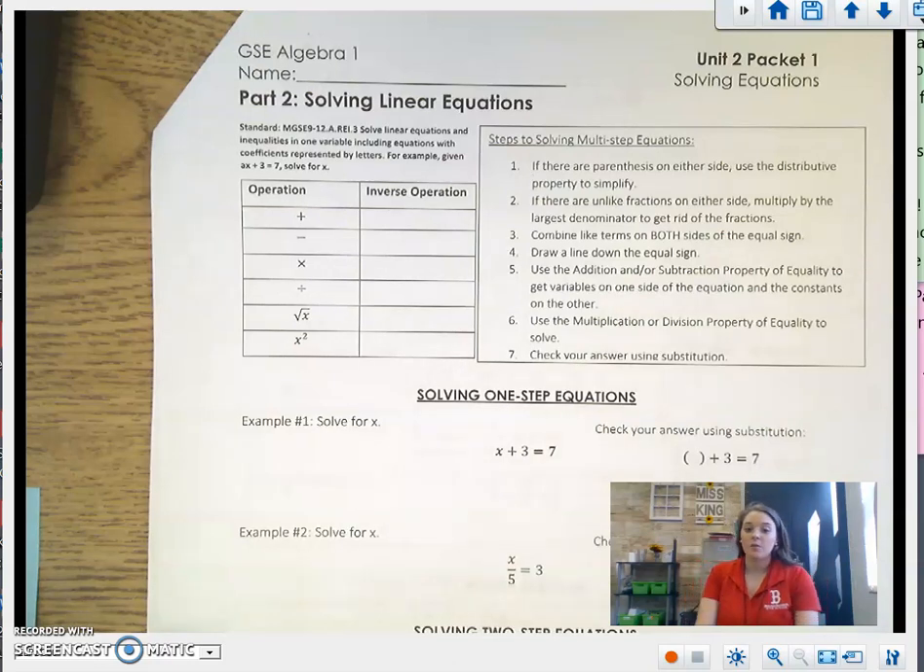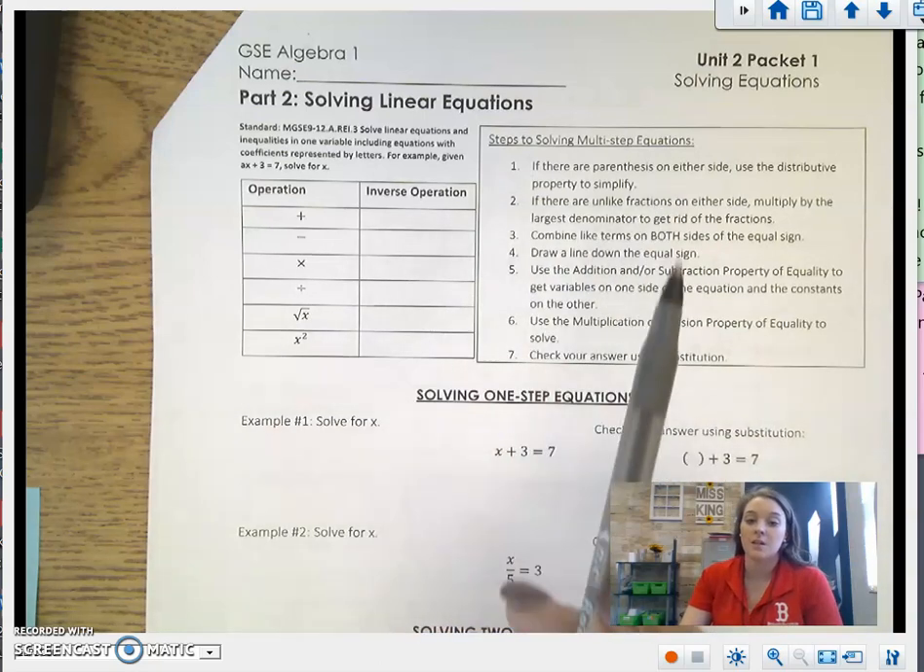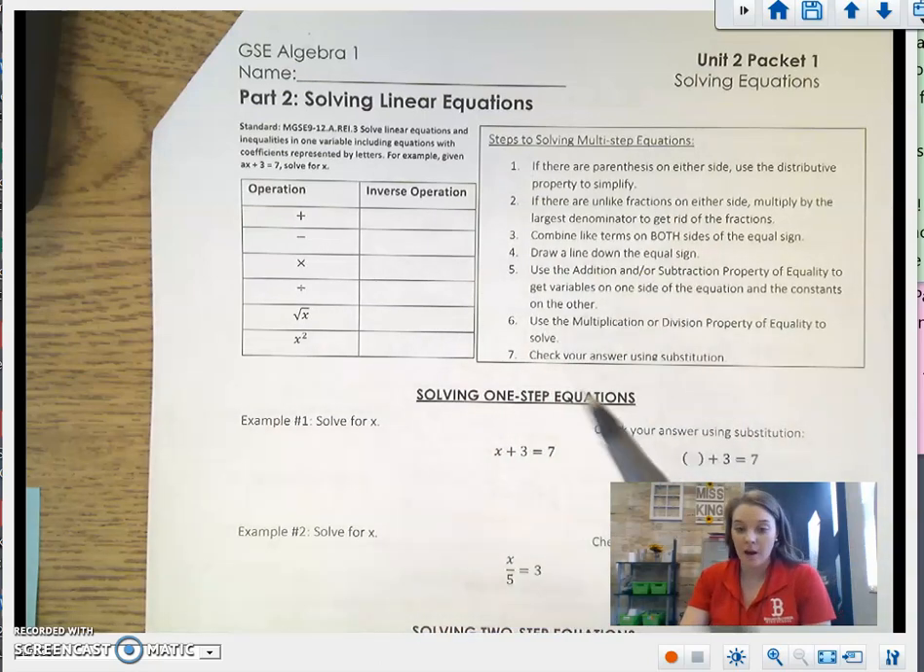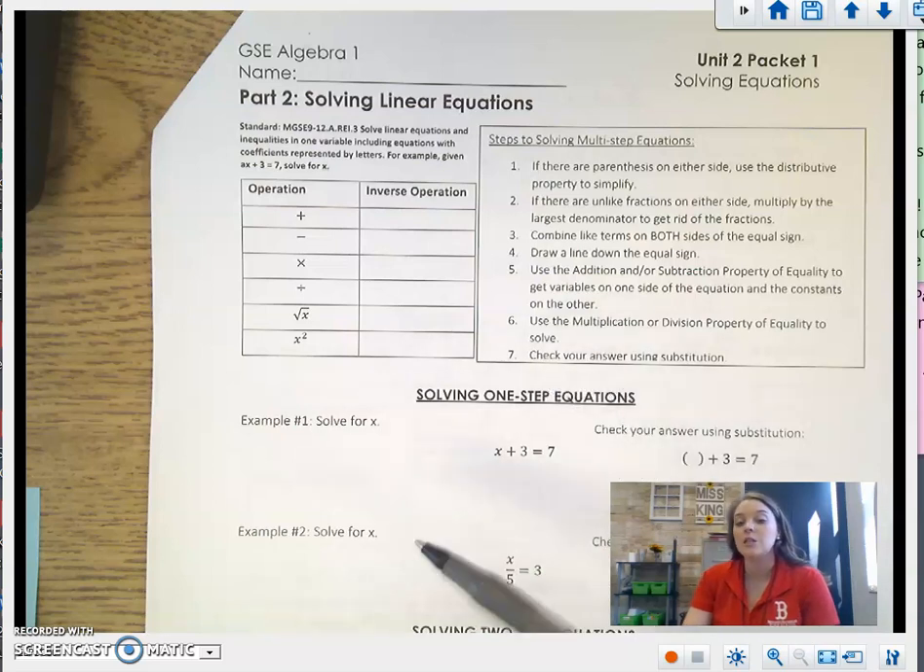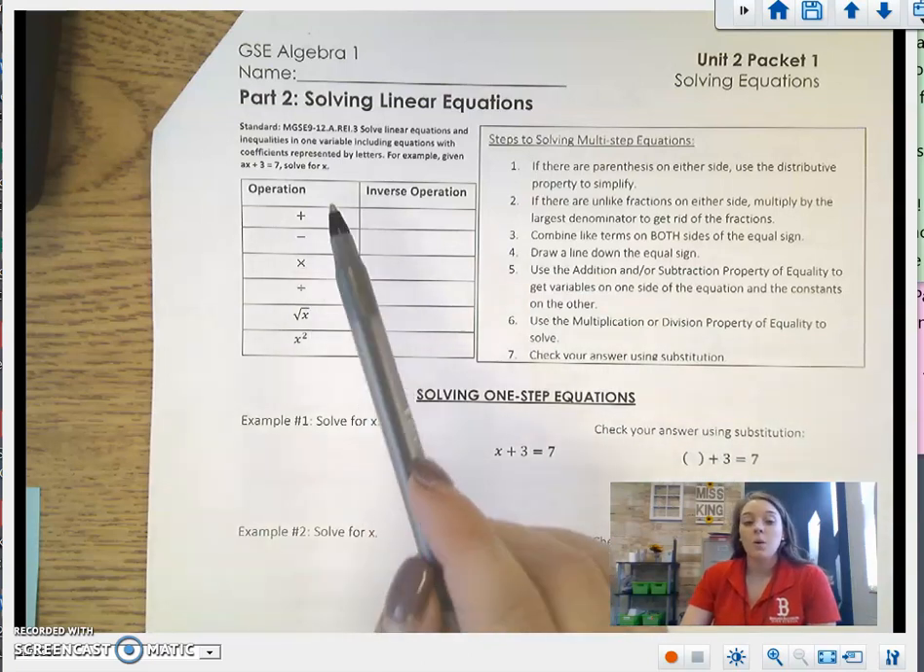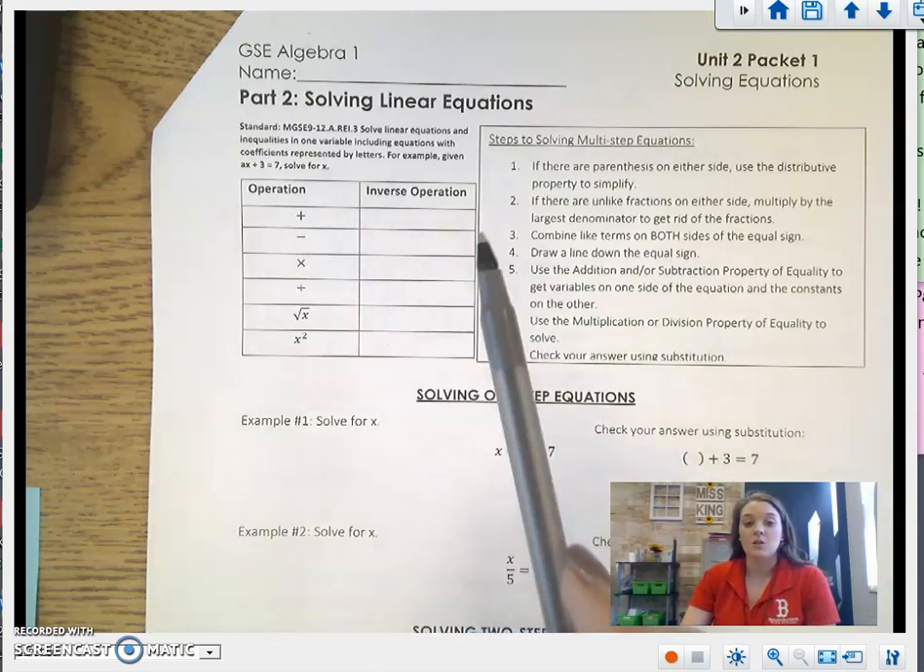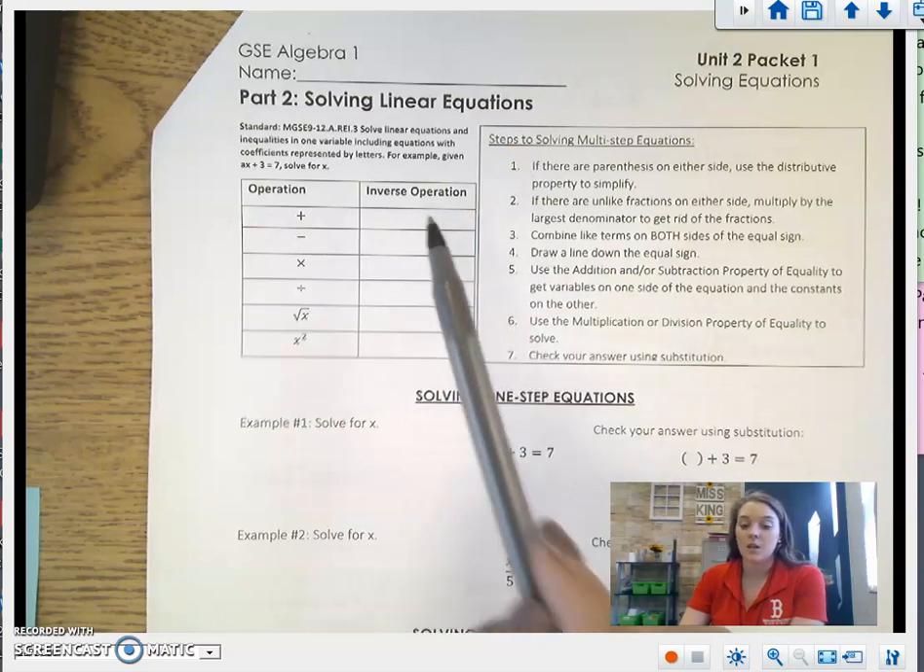Now that we have reviewed all of the algebraic properties, we can use those properties to justify our steps in solving multi-step equations. Before we do that, I want to review solving one-step equations, then two-step equations, and then we'll move on to multi-step equations. The most important part of solving linear equations is knowing the inverse operations.